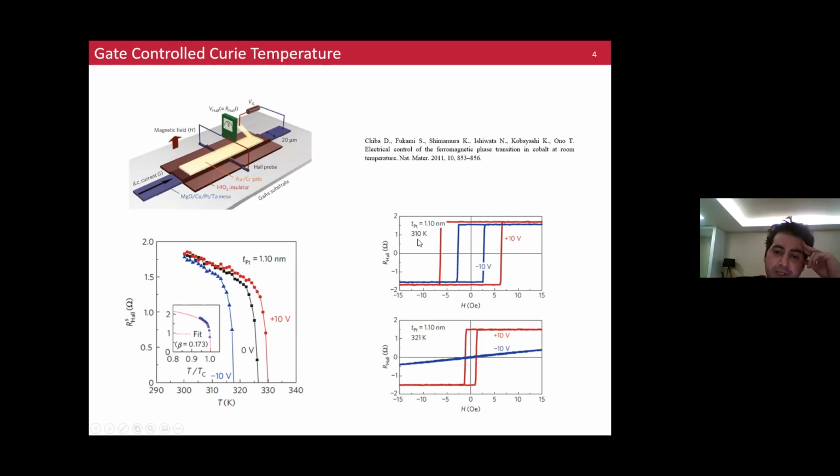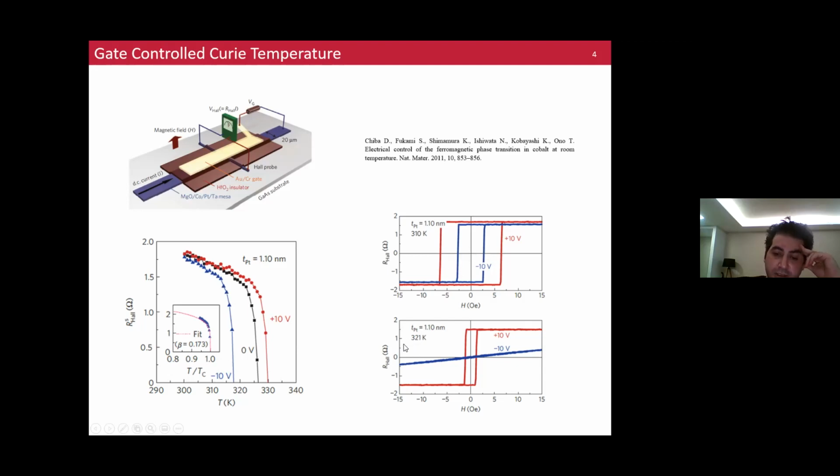If we fix the temperature at 300 kelvins here, you can see it behaves like a ferromagnet. By applying an electric field with different polarities, we can manipulate the coercive field of the hysteresis loops. We can enhance or reduce the coercive field of these hysteresis loops.